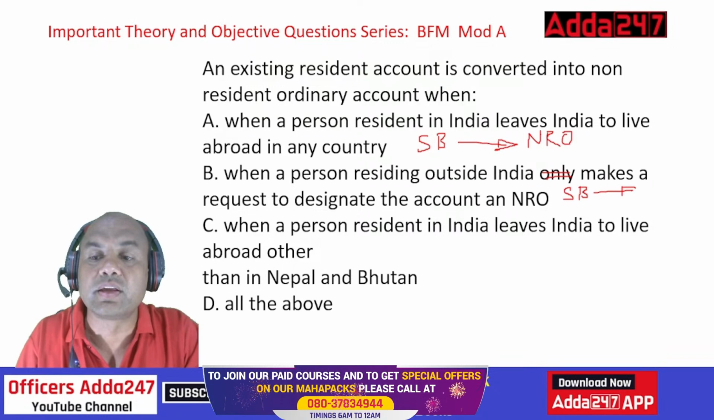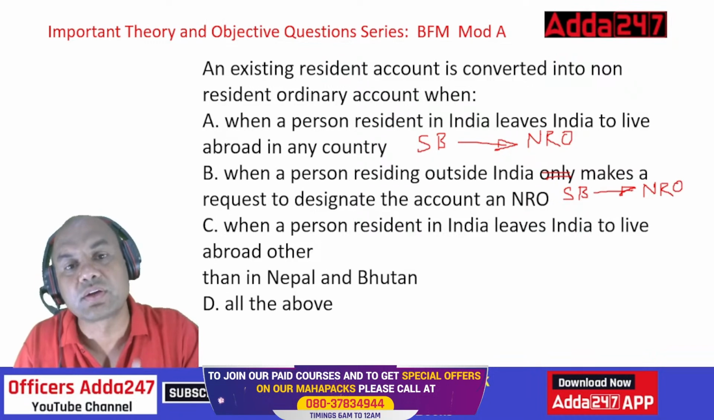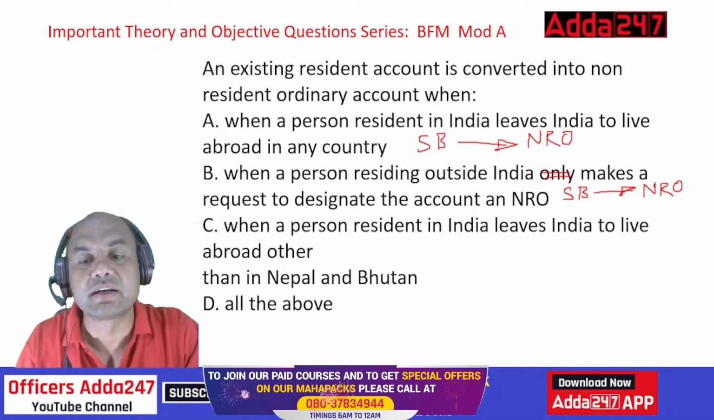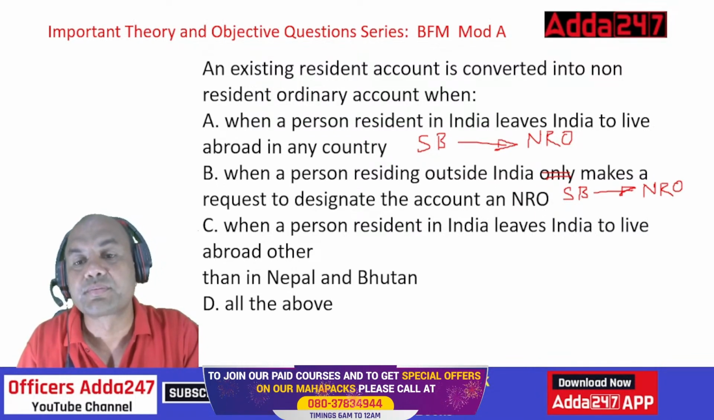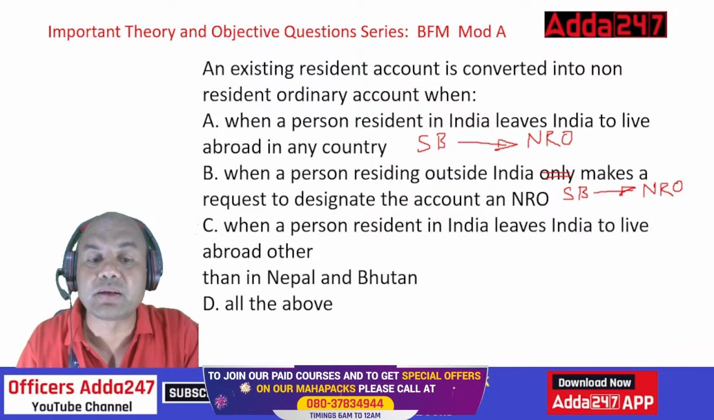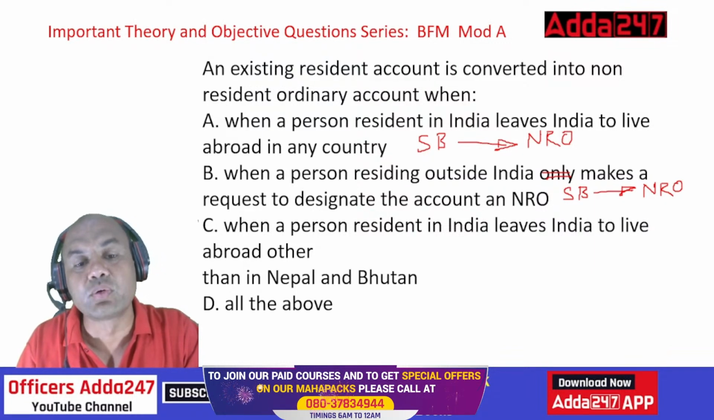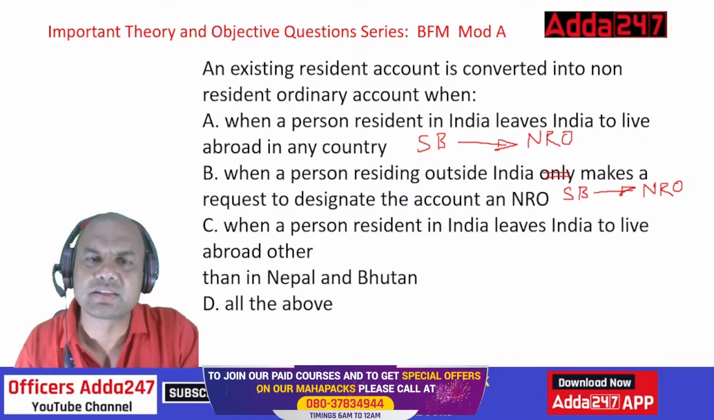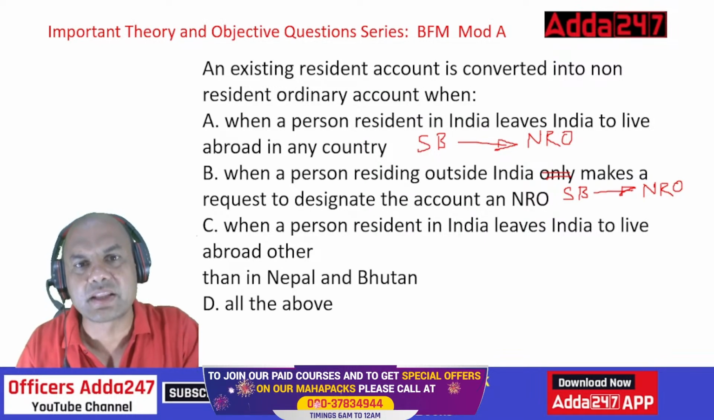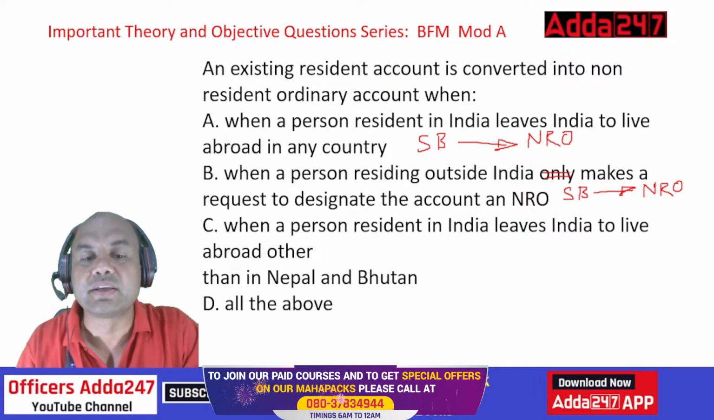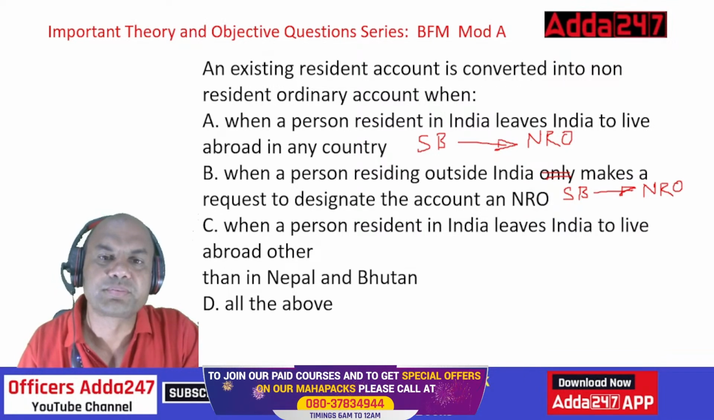So if I go abroad and then I come back and request, then also you can do it. When the person resident in India leaves India to live abroad other than Nepal and Bhutan. So this is correct, other than Nepal and Bhutan. If I go to Nepal or Bhutan, then I am not considered as an NRI actually. Okay? Because the problem is the savings and current accounts are not getting transferred, so they remain as they are. So the answer is D, all of the above.